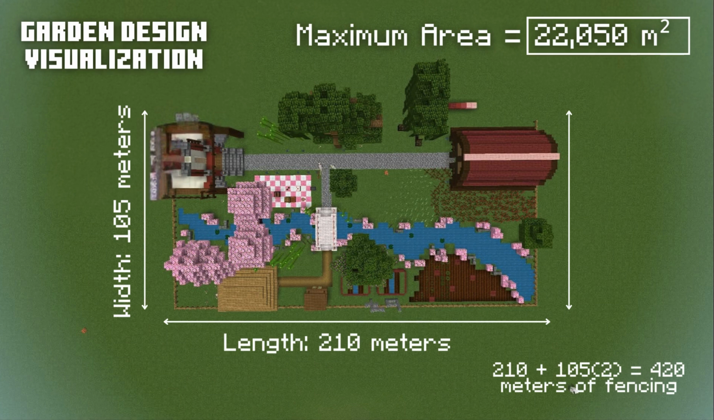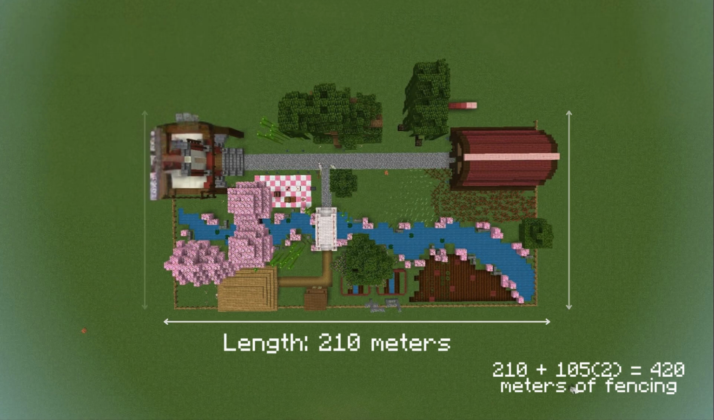And here's our Minecraft representation. So we have our width, length, and our maximum area above. So 210 plus 105 times 2 is basically 420. So that gives us 420 meters of fencing, showing we have the right equation.